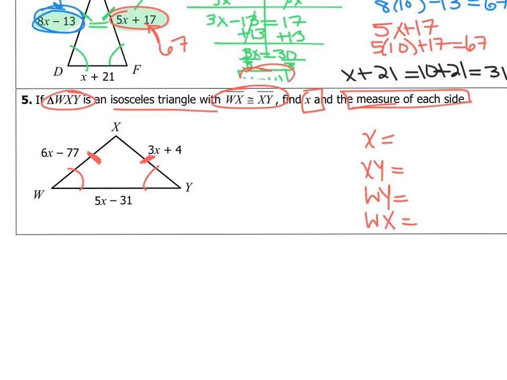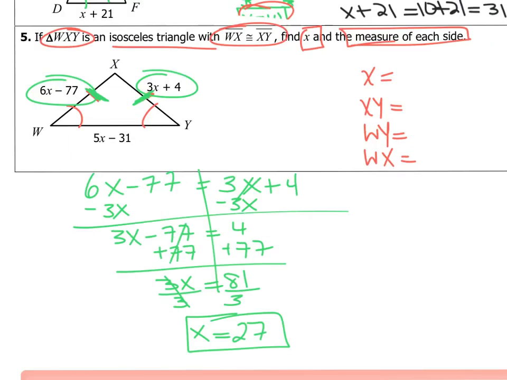So first thing I'm going to do is set these two lengths equal to each other because they're congruent. So let's write it out. I have 6x minus 77 equals 3x plus 4. And I'm just going to do some algebra. All right, so again, just going through that algebra, I got x to equal 27. And now we want to just go back and plug in because we want to find the measure of each side. So if x is 27, I'm going to plug that in here, and here, and here. So maybe pause the video here, guys, and just go through the algebra.